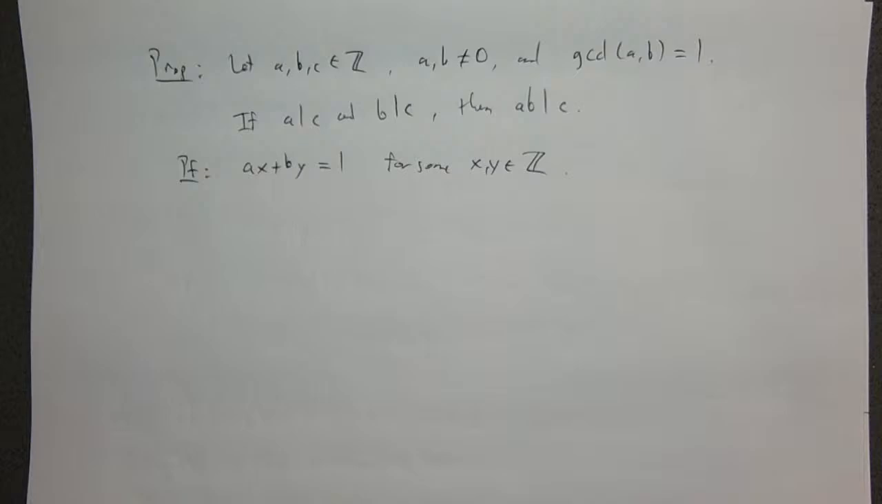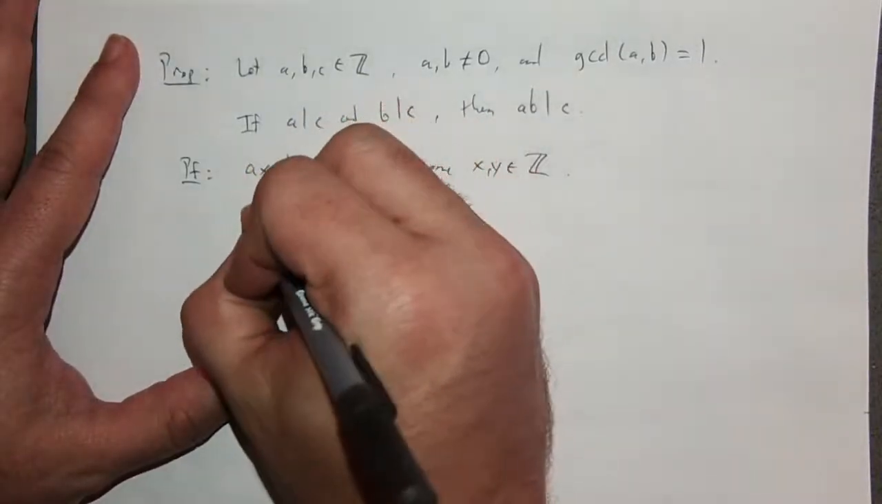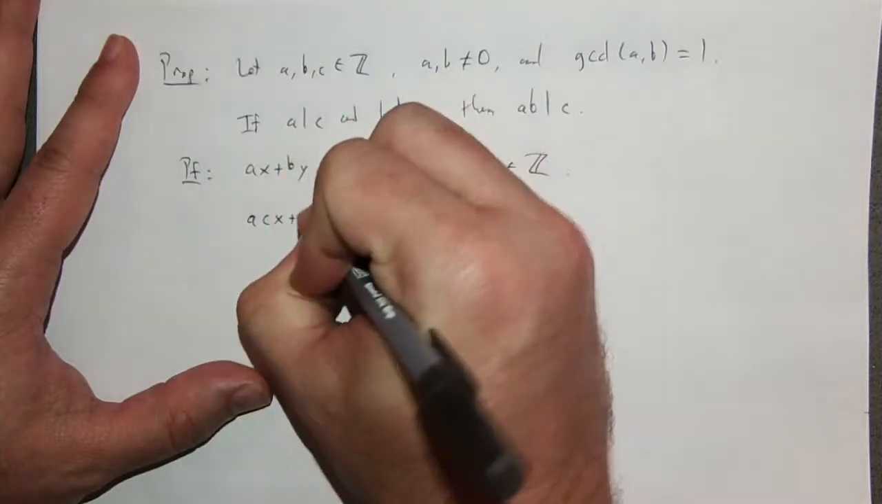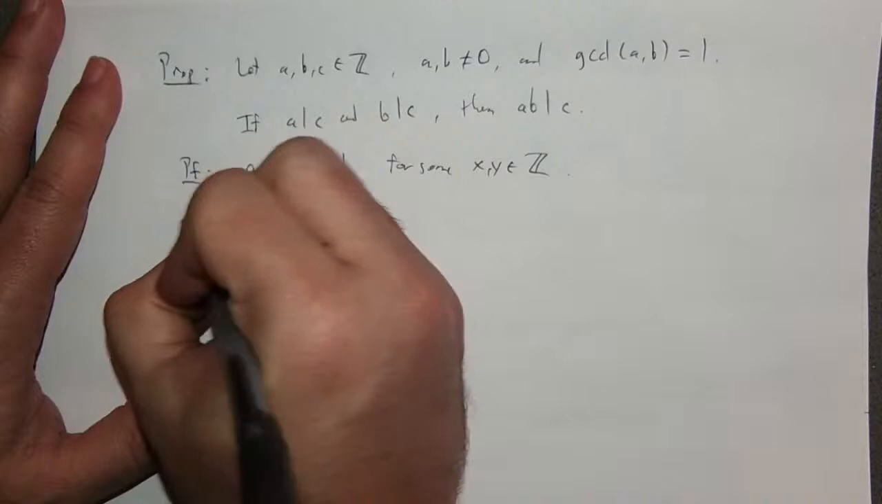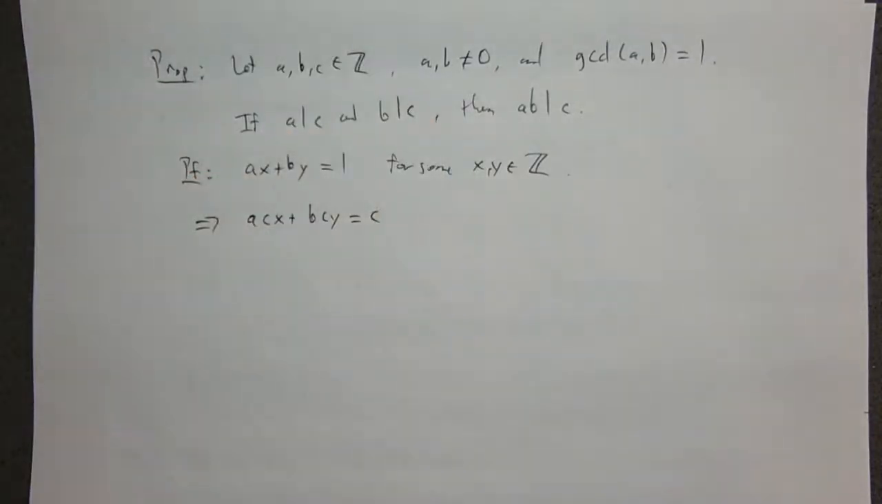All right, again, multiply by C. So what do I get? I get ACX plus BCY is equal to C. Okay, that's just directly from multiplication by C.